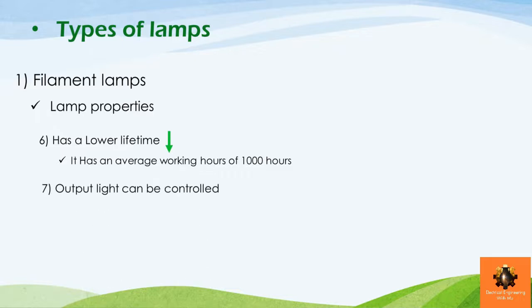Also, the seventh property of the filament lamp is that its light output can be controlled, and this means that we can vary the output lumens of the filament lamp. This is a big advantage of the filament lamp, as it's the only lamp whose amount of light output we can control. We do this with a switch called the dimmer switch. So by changing the selector of the dimmer switch, we can control the light out of it.